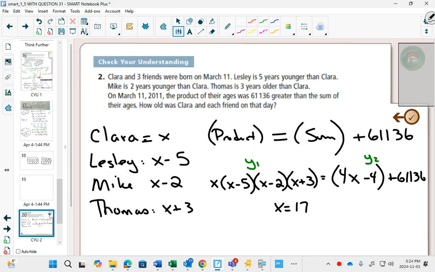So how old is everyone? Claire is 17, Leslie is 12, Mike is 15, Thomas is 20. And it would have been a lot easier just to ask them how old they were. Even if Claire is like, I'm not telling, I'm sure you could get it out of Leslie, she's only 12. It is kind of a weird friend group as far as the ages go.